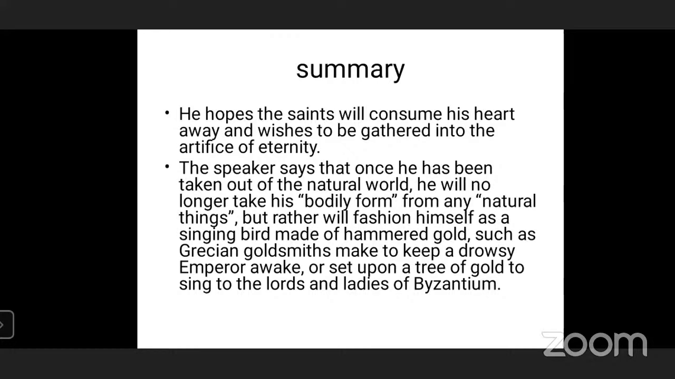So he's actually comparing himself. If this happens, that I have lived in this natural world, that means I died and I get this opportunity, and if you want to be something, you will be. What he wants to be is a golden bird who will sing throughout the country, to be listened to by the lords and the ladies of Byzantium. So he wants to become a very, very beautiful golden bird.